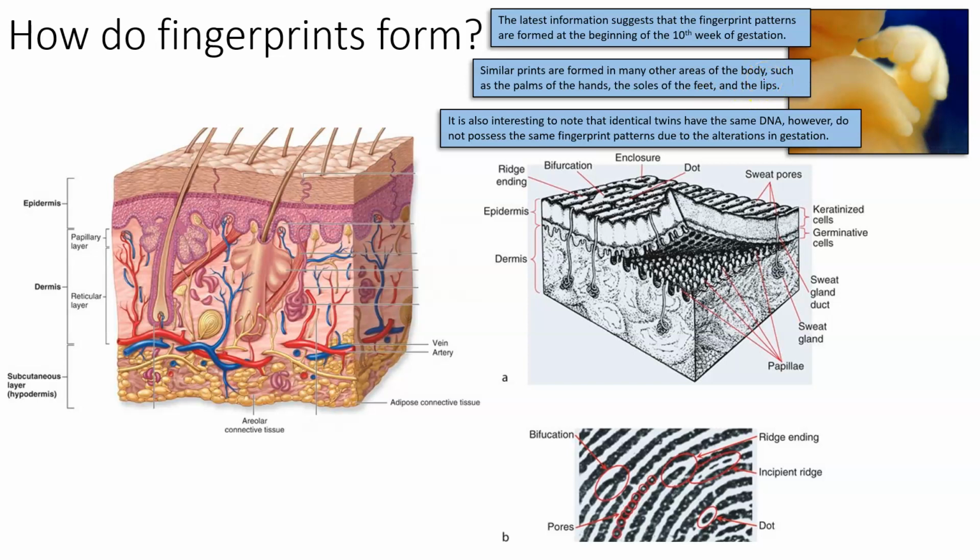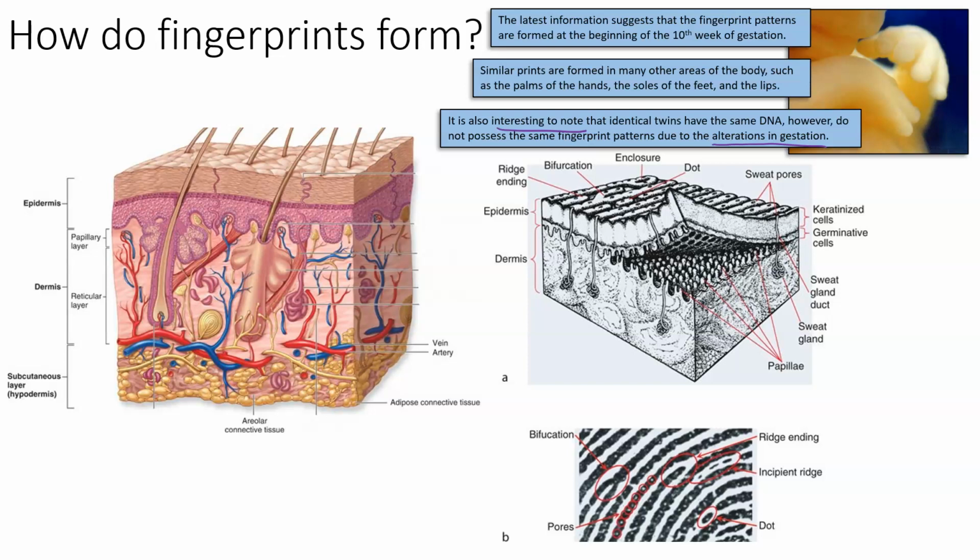You'll learn later on in our forensic science class and in the labs that we do that you can get ridge detail from your lips, especially if there is something placed on the lip like chapstick or lipstick, something that's easily transferred from the lips to a smooth surface or paper. You can actually see ridge detail on the lips as well. It's interesting to note that identical twins have the same DNA, however, do not possess the same fingerprint pattern because they are formed, again, independent from the DNA.